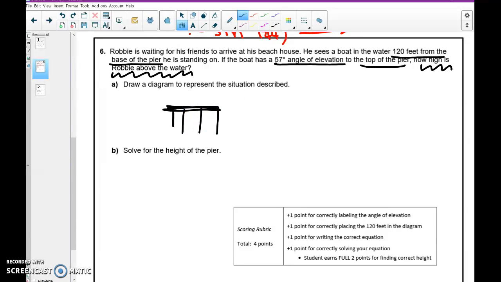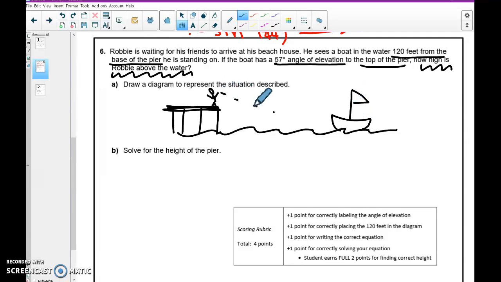So here's the pier that Robbie is standing on. It's above the water. There's our water. The boat's somewhere off here that he's looking at. Okay, it's a really bad triangle, but it's a triangle. And then this would kind of be our right angle down here. So now we've got to fill in our blanks here. I'm going to redraw the triangle just a little bit.